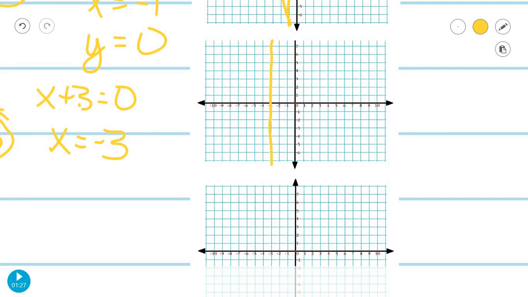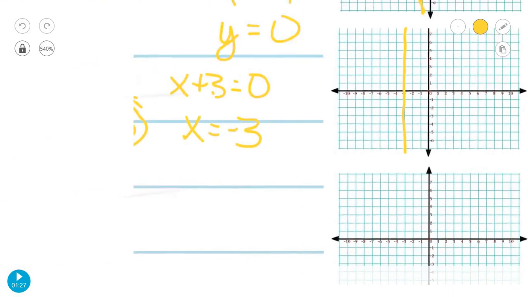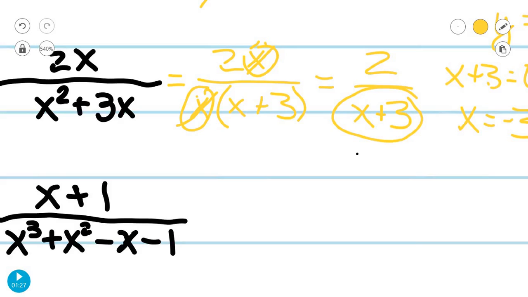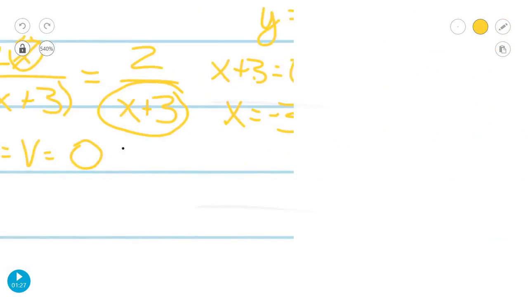Now we'll go back to the original function to determine the horizontal asymptote. Okay, the degree of the top is 1 and the degree of the bottom is 2. That means that my horizontal asymptote is equivalent to my vertical shift. Do I have a vertical shift value? Anything added or subtracted outside of the fraction? No, which means my horizontal asymptote is equivalent to 0, so I can draw that in as well.